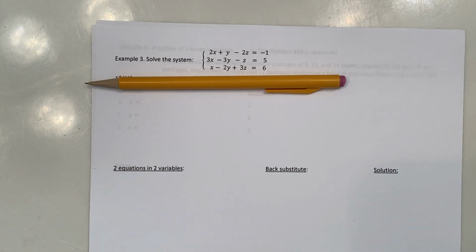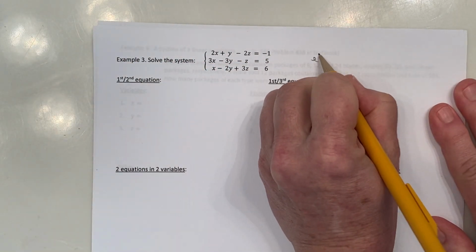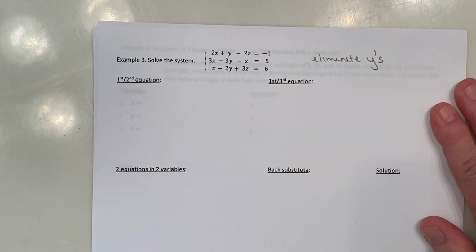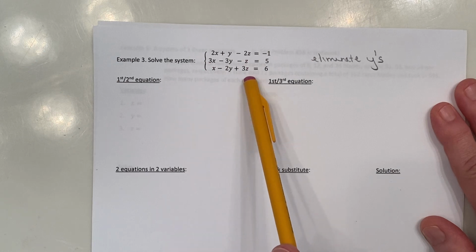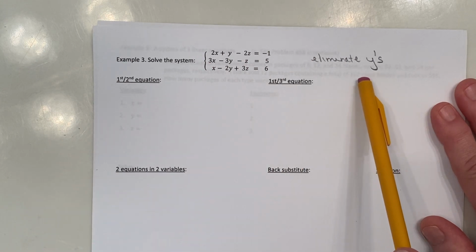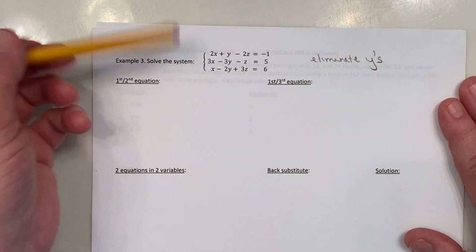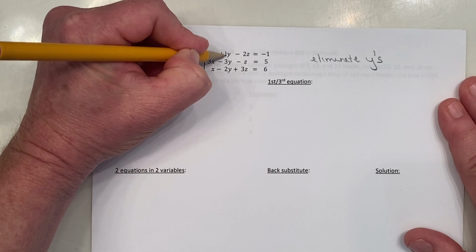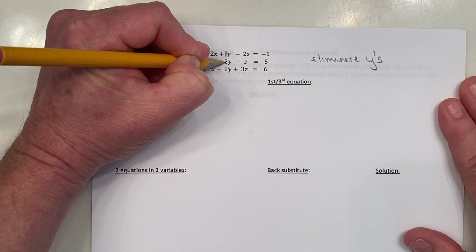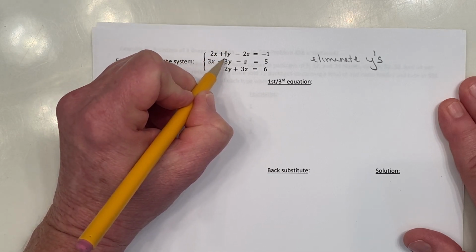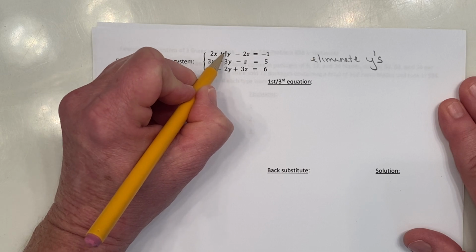Just for the sake of being something different from the last example, let's eliminate the y's. Again, it doesn't matter. You could have eliminated the x's or the z's, just like in the last example, but just to mix it up, let's eliminate the y terms. So what I want to do is figure out which equation I want to work with. I'm probably going to work with equation 1 and equation 2, because to eliminate the y's, if I put these two equations together, I would multiply the top equation by 3.